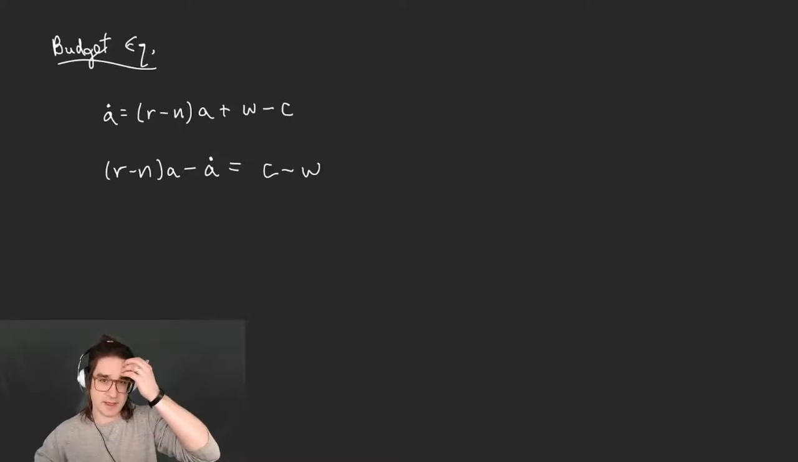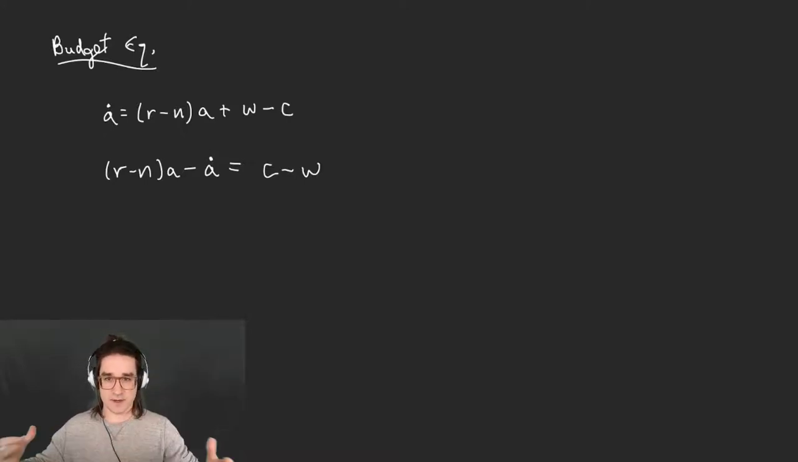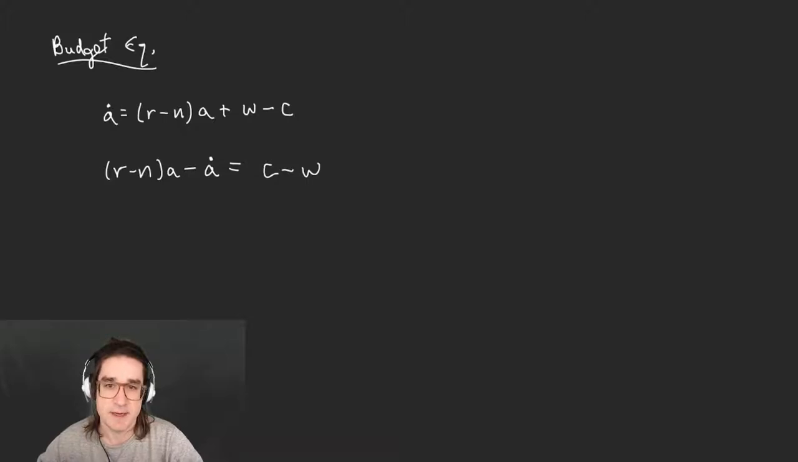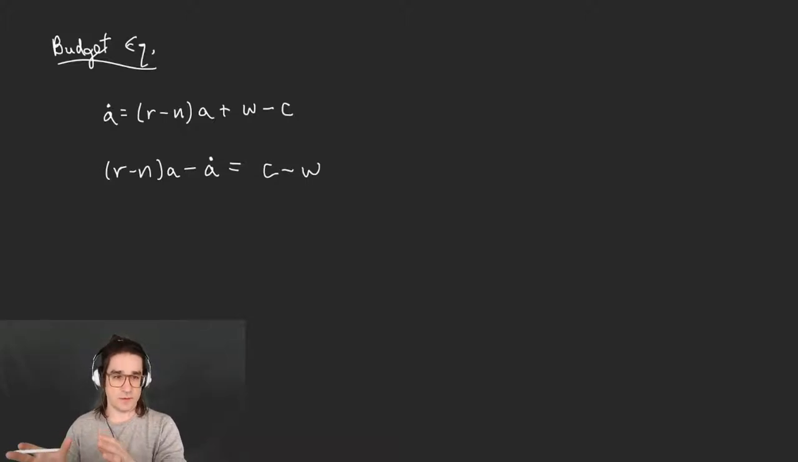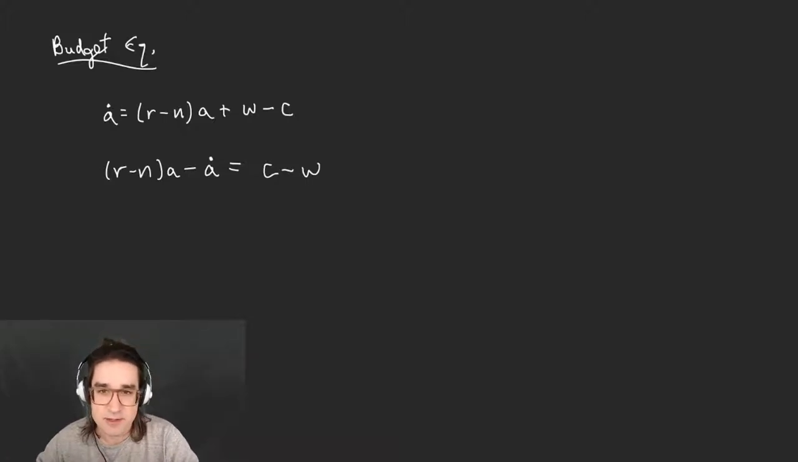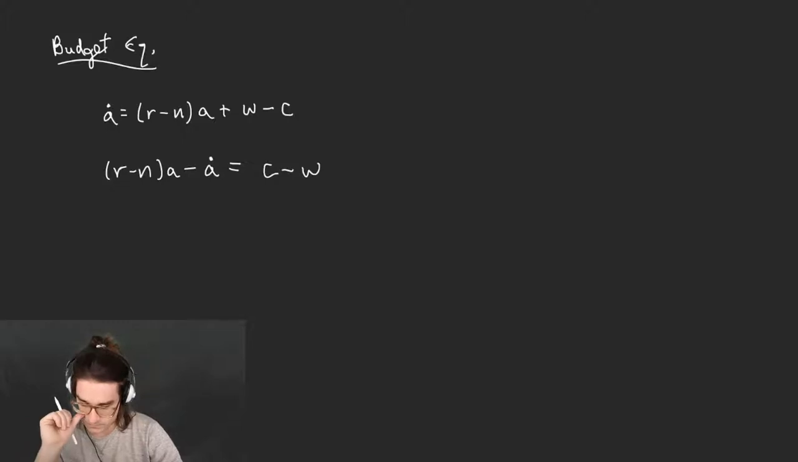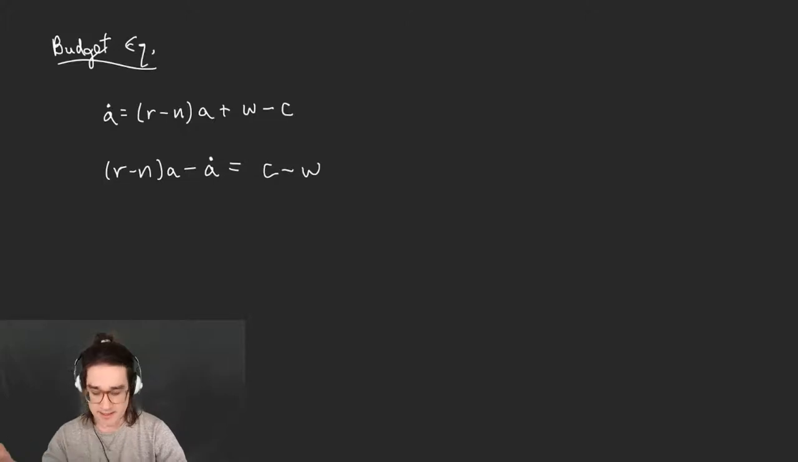You're consuming C, your wage is W. If this is positive, you're overspending. If it's negative, you're underspending. And so what it should indicate is that A is sort of like the accumulation of all that over or underspending. Although, I think A is the accumulation of your underspending, right? If you're saving, you're spending less than your wage, and that's accumulating in A over time.